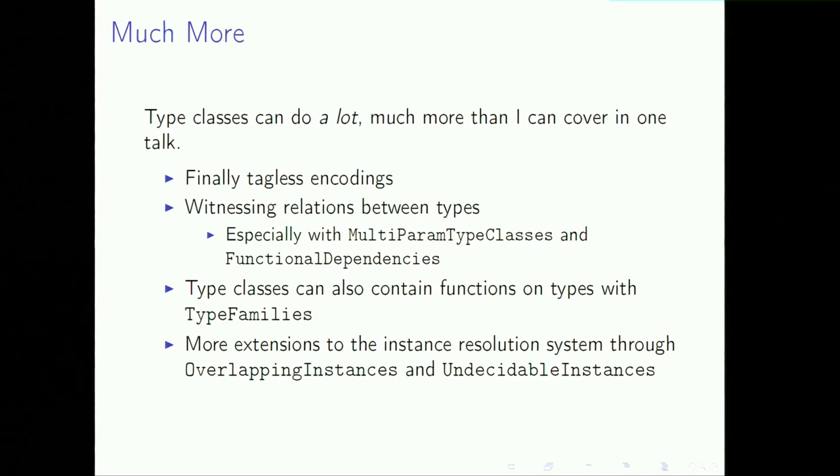And there's a couple of extensions here that extend on the instance resolution process. So when GHC has to work out the possible type class instance for a given type, it's quite conservative in how it does that search. And we can open that up with the extensions overlapping instances and undecidable instances, which is usually useful when we're starting to do more interesting type level programming. So a couple of things that you might want to search about there. So that's it for type classes.